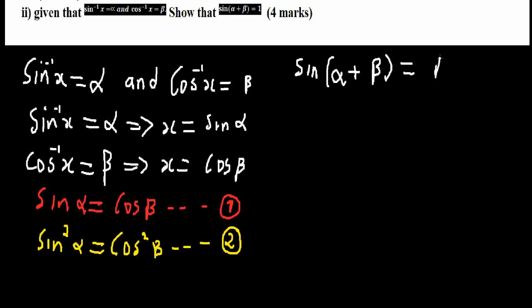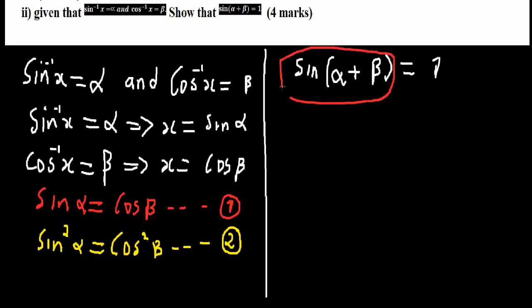So this is like a trigonometric proof, and we know that to prove in trigonometry, what we simply need to do is we take either the left hand side, we show that it's equal to the right hand side, or we take the right hand side and show that it's equal to the left hand side. So in this case, we are going to take this and show that it is equal to 1.